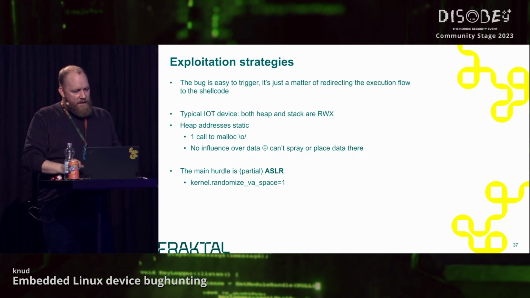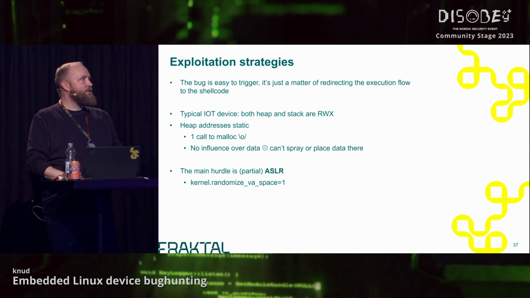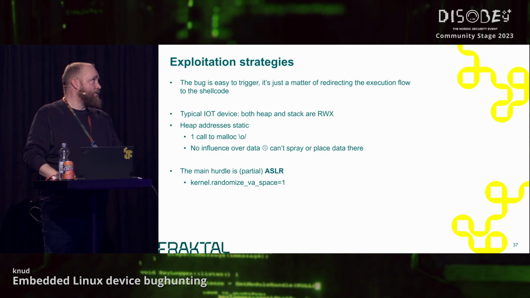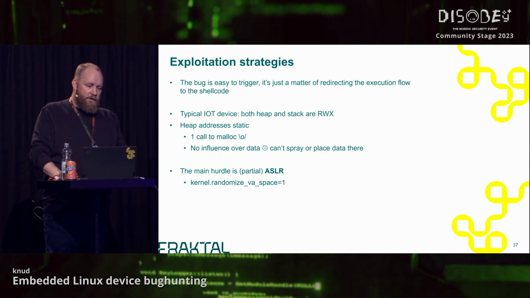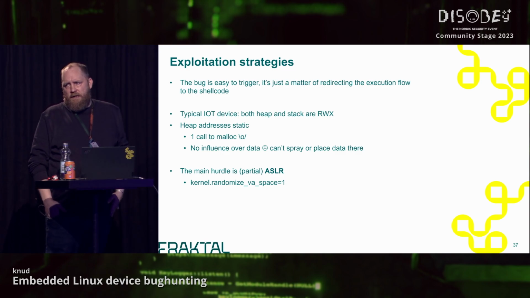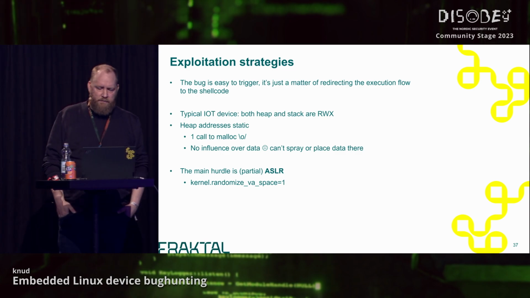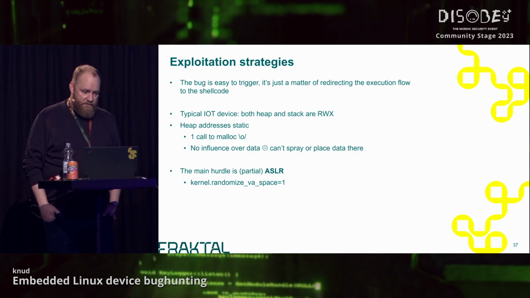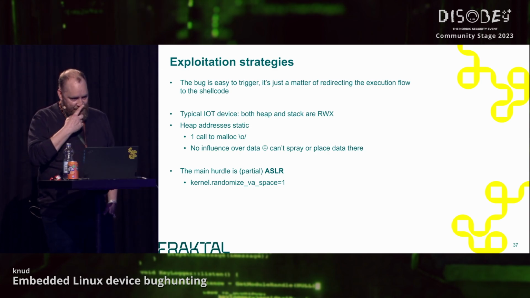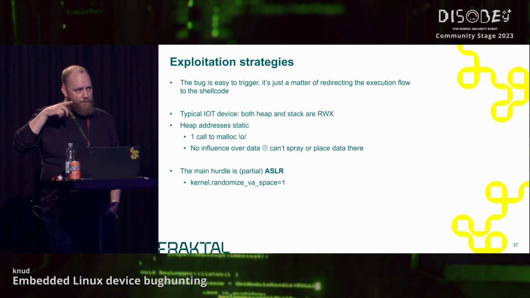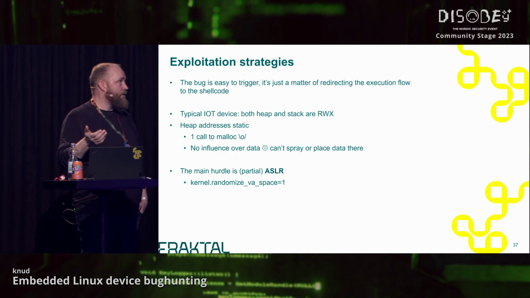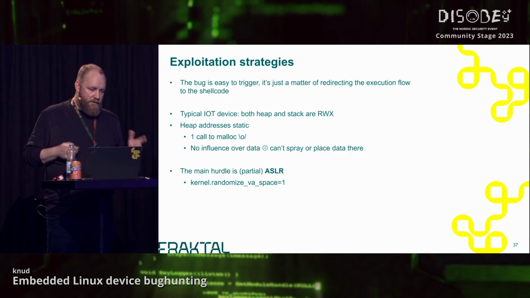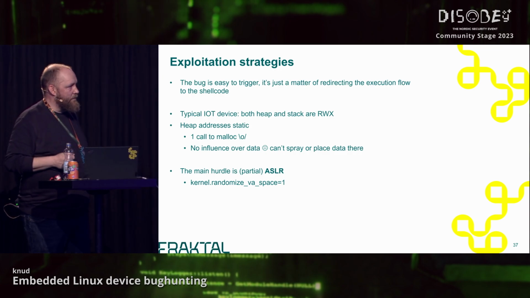So looking at how to exploit this memory corruption, it's pretty easy to trigger. You just need to redirect to the shellcode, right? So very IoT-like. It's a bit like taking a time machine back to before exploitation mitigations were a thing, back when I started hacking computers and everything was easy and fun. The heap addresses are not randomized or anything. Very sad. There's one call to malloc in the entire binary, and you cannot spray or place any data there.